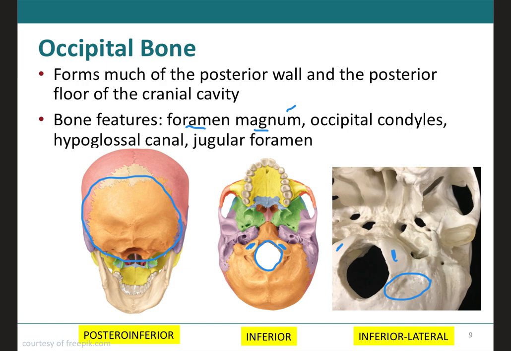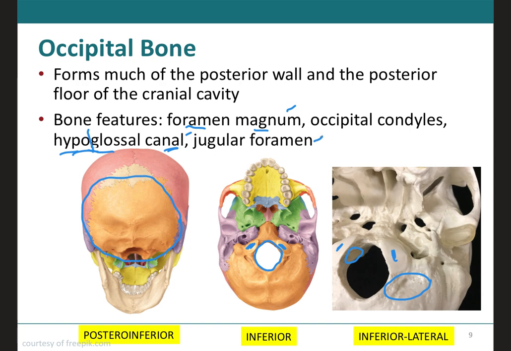Then we have the hypoglossal canal. Hypo means below, glossal means tongue. Therefore, it's going to be an opening or a canal where the hypoglossal nerve will pass through. And it's going to be located right over here above the occipital condyle. So sometimes it's a little bit hard to see, but if you can visualize the occipital condyle, you can see the opening right over there.